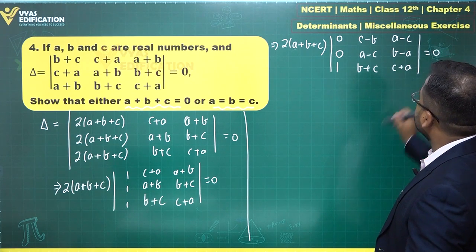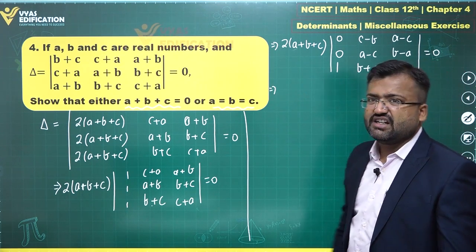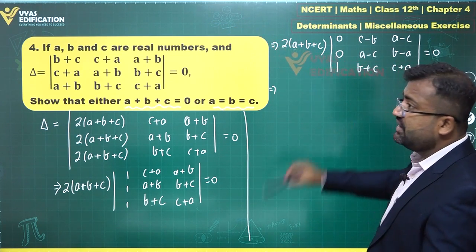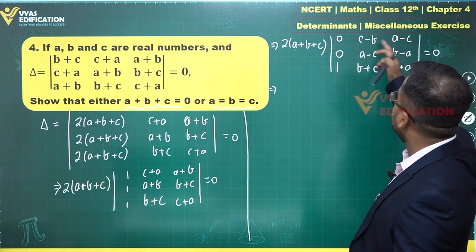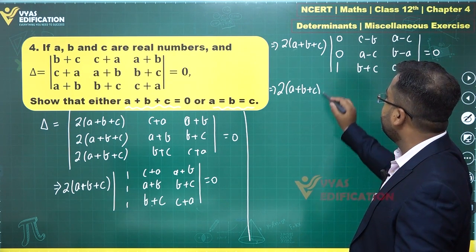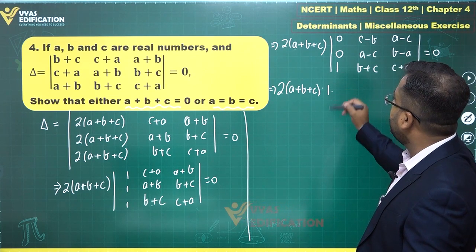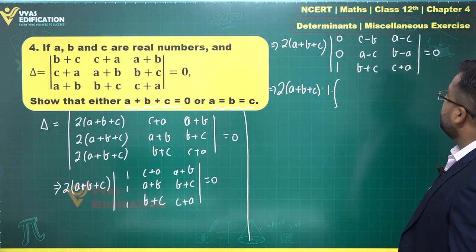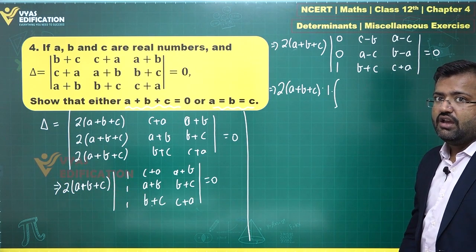This product is equal to 0. Now we'll go about expanding this determinant. Expanding this determinant will be very easy now. We'll have to expand along the first column, and that will give me this times this minus this times this. 2 times A plus B plus C times the expansion would involve 1 times this minus this. What is that? C minus B times B minus A. Okay, let's multiply them.